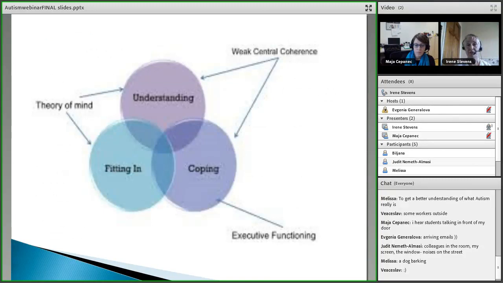So just to sum up, weak central coherence, poor executive functioning, and a poorly developed theory of mind lead to major problems for children and young people understanding the world, being able to cope in the world, and being able to fit in.